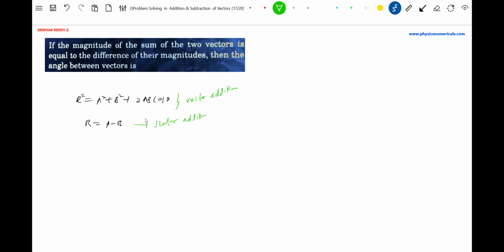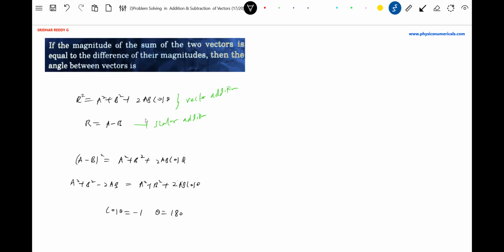So let me substitute there. We'll see what we can get. A minus b whole square equal to a square plus b square plus 2ab cos theta. So this will become a square plus b square minus 2ab equal to a square plus b square plus 2ab cos theta. Cos theta equal to -1, theta equal to 180 degrees.